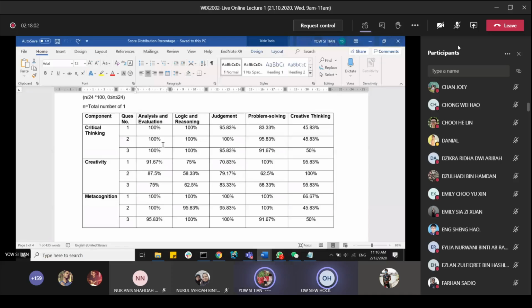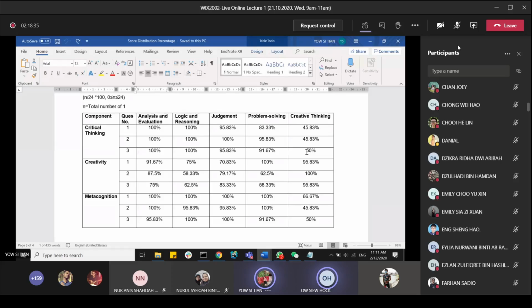You see or not? Because you are looking at the aspect of critical thinking. So these questions 1, 2, 3 focus a lot on analysis, evaluation, logic, and reasoning. These are the main focus; you can see a lot of 100 there. The creative thinking is the lowest, very obvious. So you can conclude that the questions asked are really focusing correctly on critical thinking, not on creative thinking. They have the component, but very little. Okay, the questions are focusing correctly.